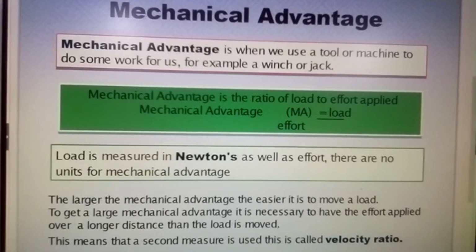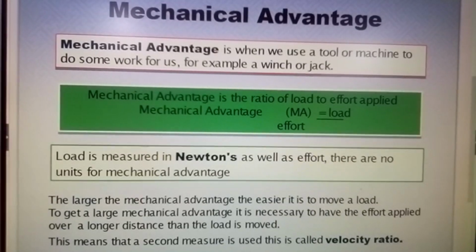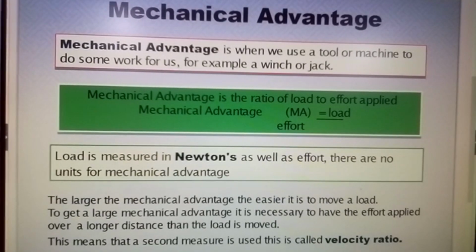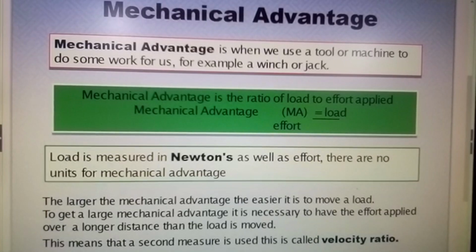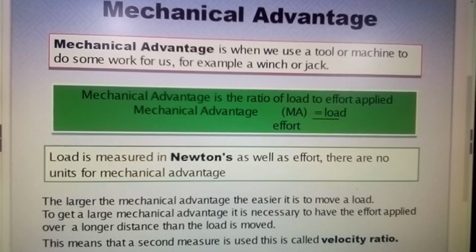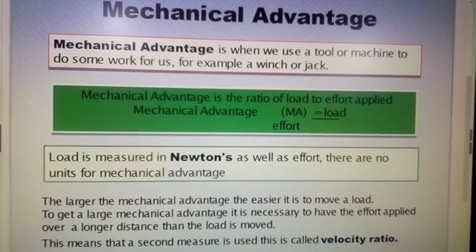Mechanical advantage. Mechanical advantage is when we use a tool or machine to do some work for us, for example, a winch or jack. Mechanical advantage is the ratio of load to effort applied. Mechanical advantage equals load over effort.